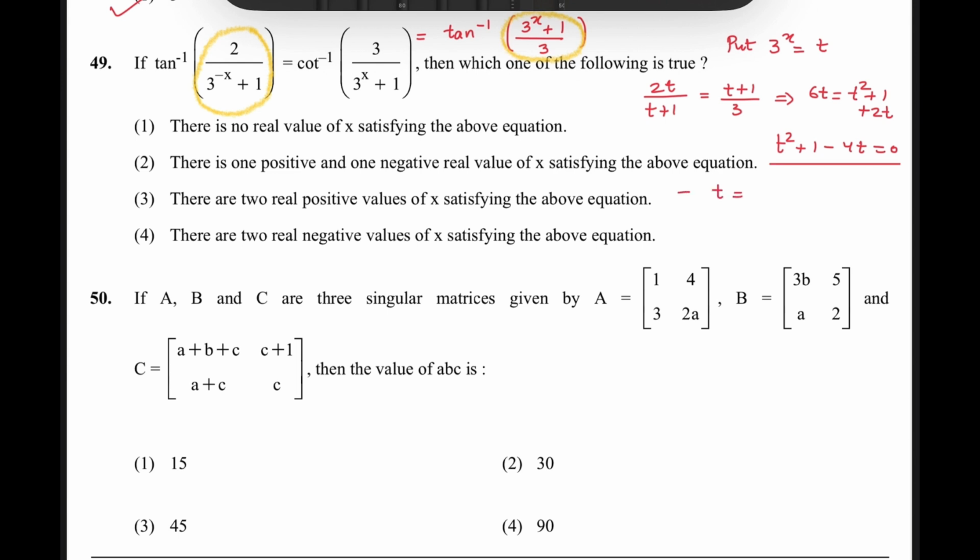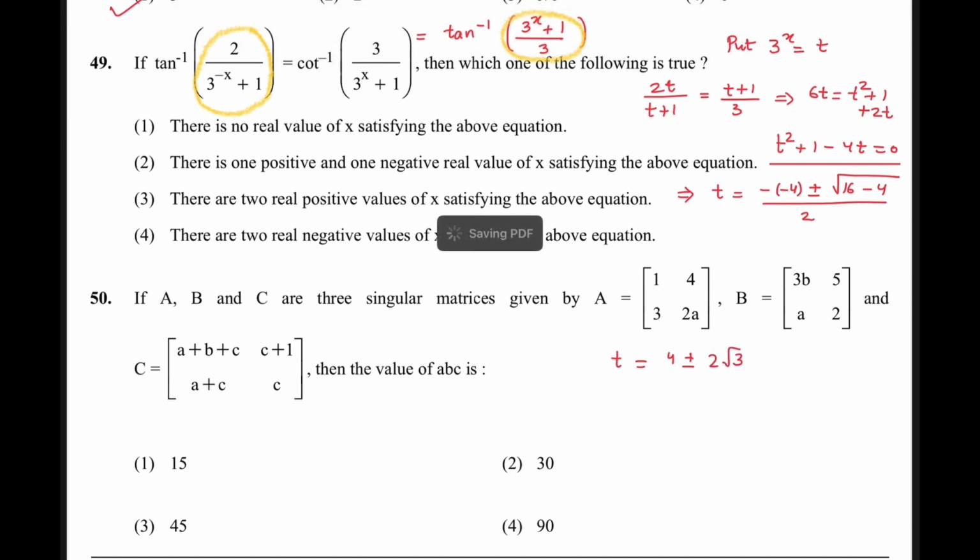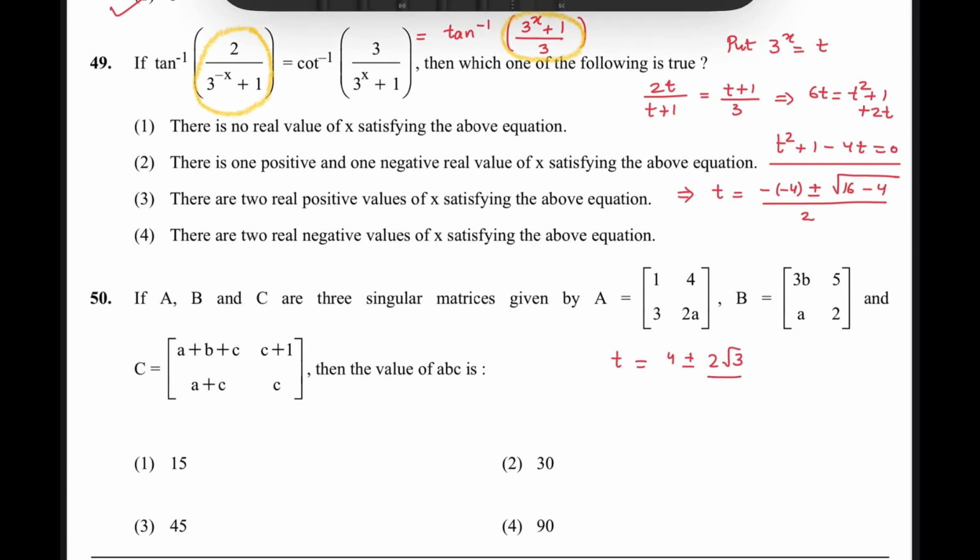So using the discriminant formula, what is t? It is minus b plus minus square root of b square, which is 16, minus 4ac, divided by 2a. Okay, so in that way you will get t as 4 plus minus, so what is square root of 12? It is 2 root 3. 2 root 3 divided by 2. Okay, so when you divide by 2, you get 2 plus minus root 3.